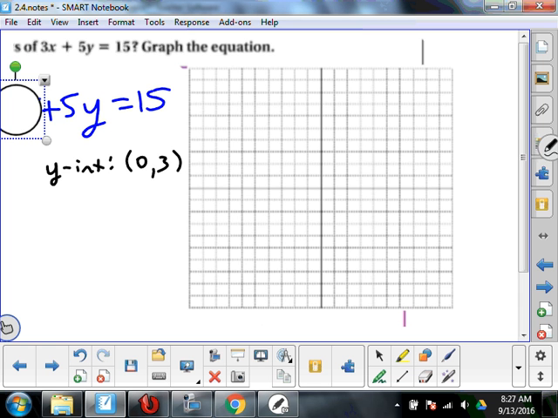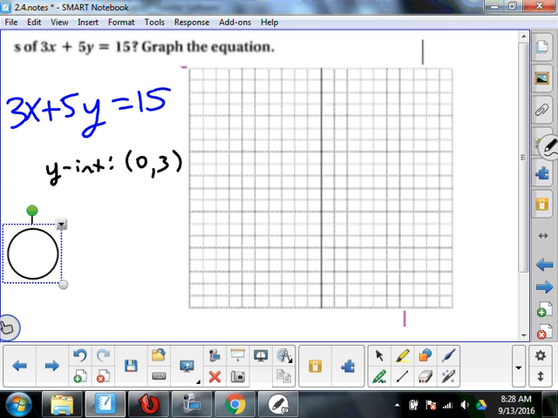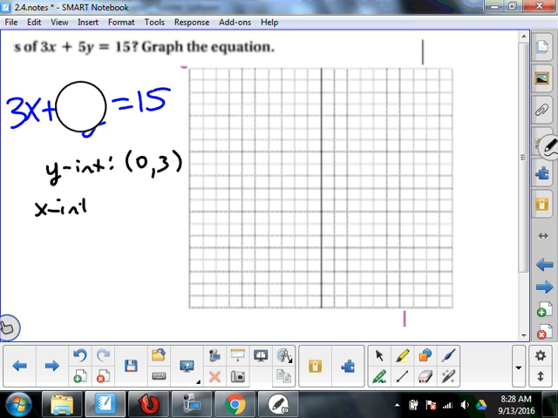Right? Let's do the same thing for the x-intercept. An x-intercept is the value of x when y equals 0. If y equals 0, I'm going to have 5 times 0, which is going to make this term go away, isn't it? So what's my x-intercept? My x-intercept is 5.